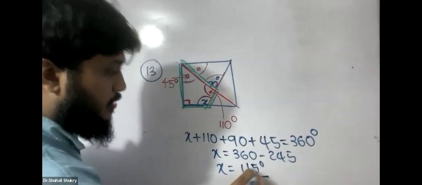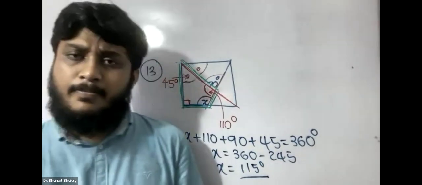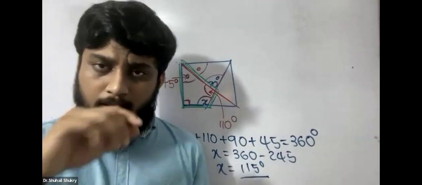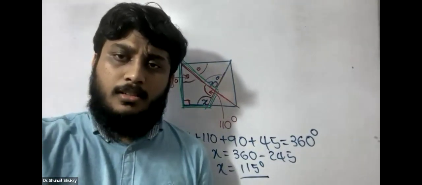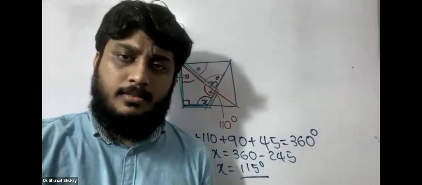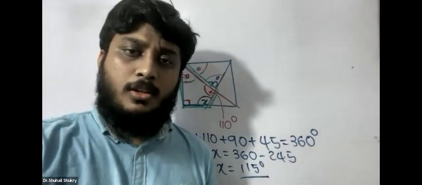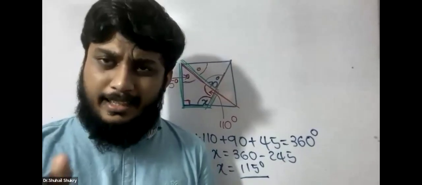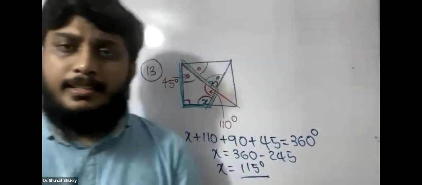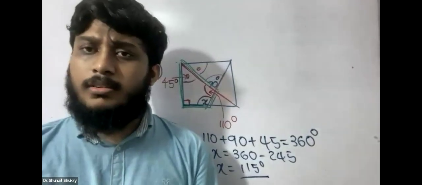115 degrees. Actually, this is a very nice question. Who got this answer? 115. What is the difference between a quadrilateral and a parallelogram? What does quadrilateral mean? Anything which has four sides. If anything has four sides, that is known as a quadrilateral.